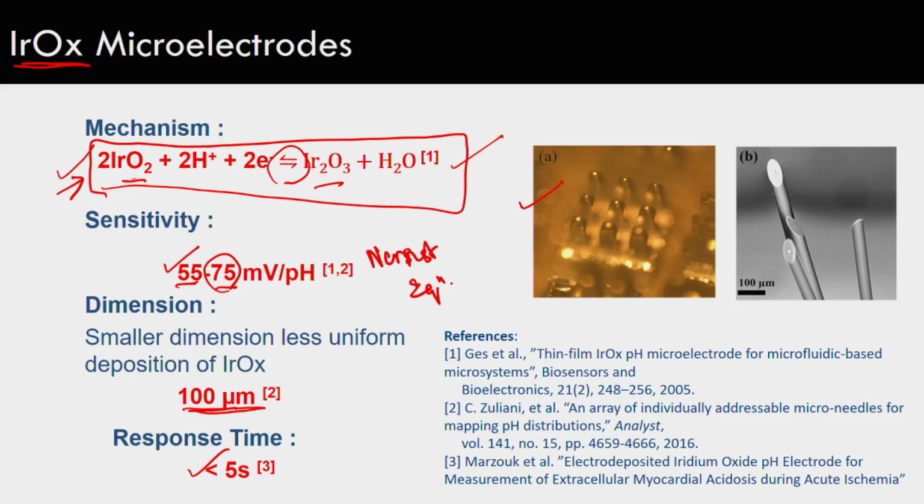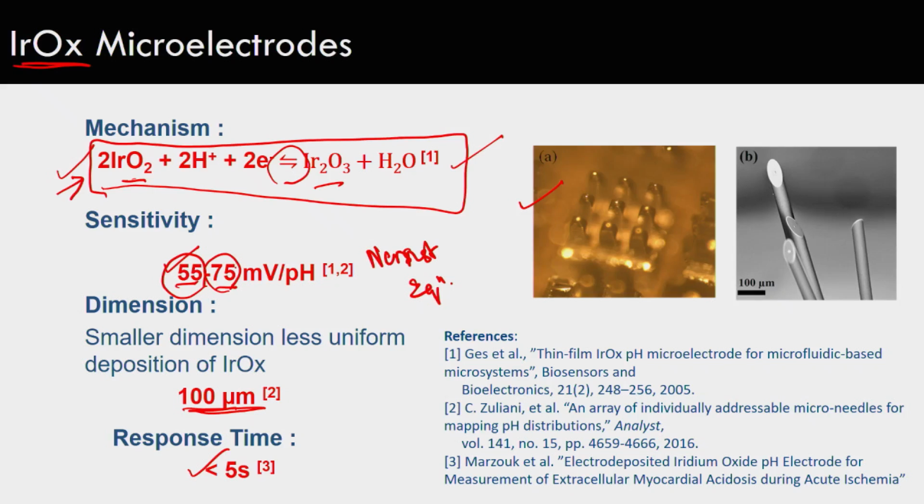It depends on the protocol also. Different protocols will give you different types of sensitivity. In some protocols you will get sensitivity close to the glass electrode, around 50, 55, and in some protocols you will have super Nernstian sensitivity, which is around 70, 75. So it depends on the protocol. And from an application point of view, where you cannot use a glass electrode, there you can use this.